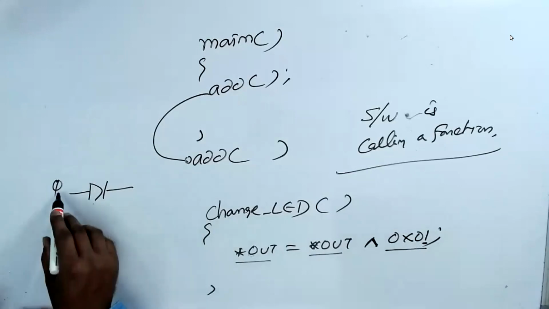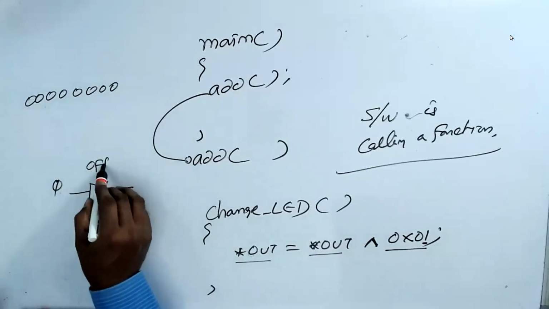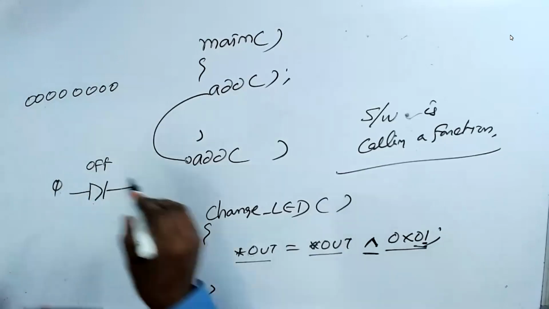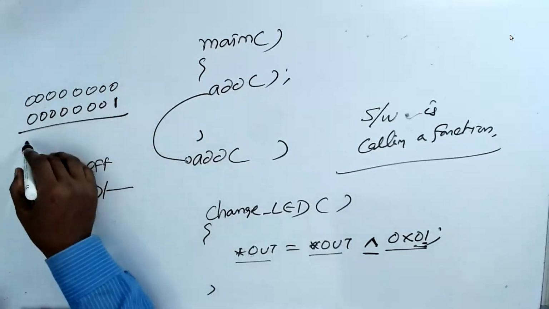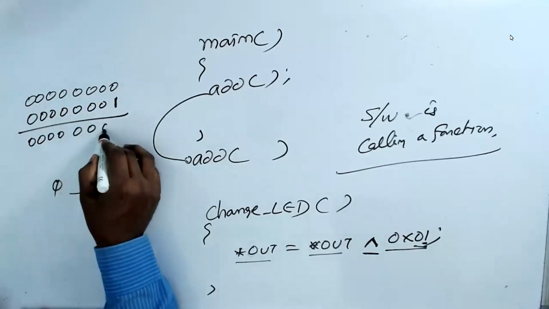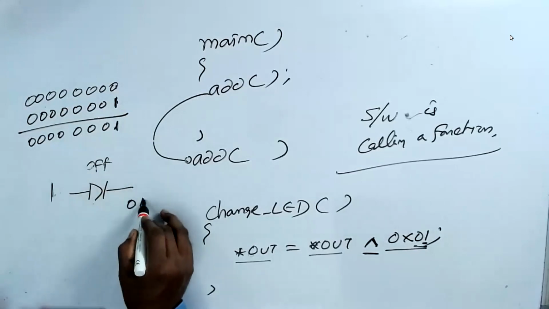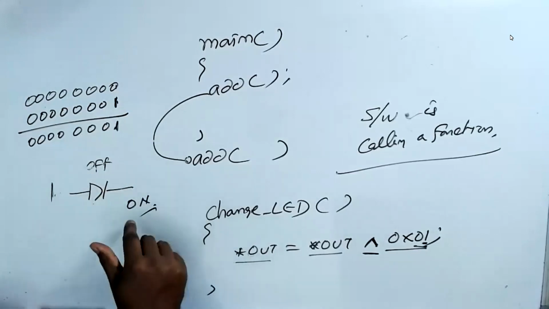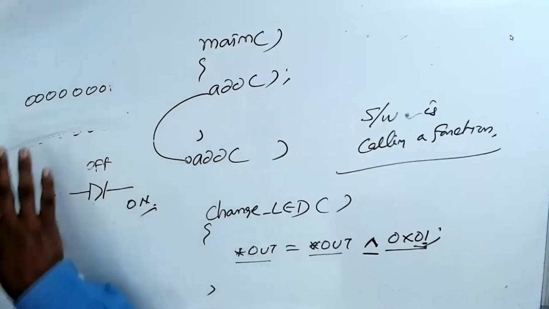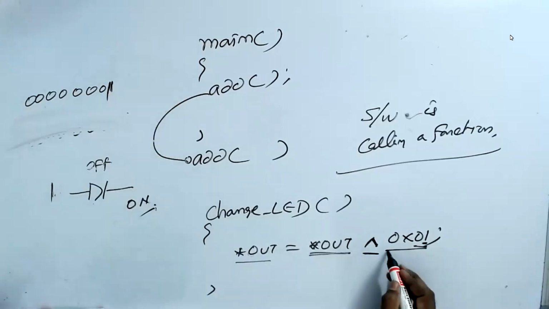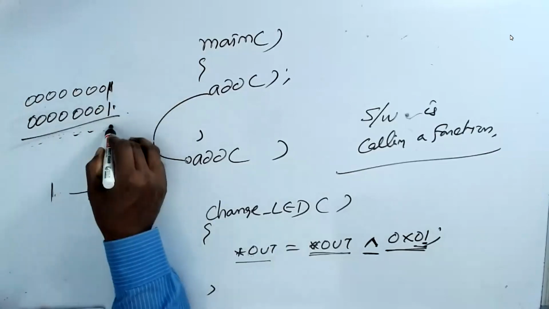Now I read it back. Now it is 0000, LED is off. I XOR with 01, so 0000 XOR 0001 gives 1. So now this becomes 1 and the LED becomes on. Once again, now the value is 1, so if we read it, it is 1. Star out, I XOR with 0001, which means 0 now. Now the LED becomes off.